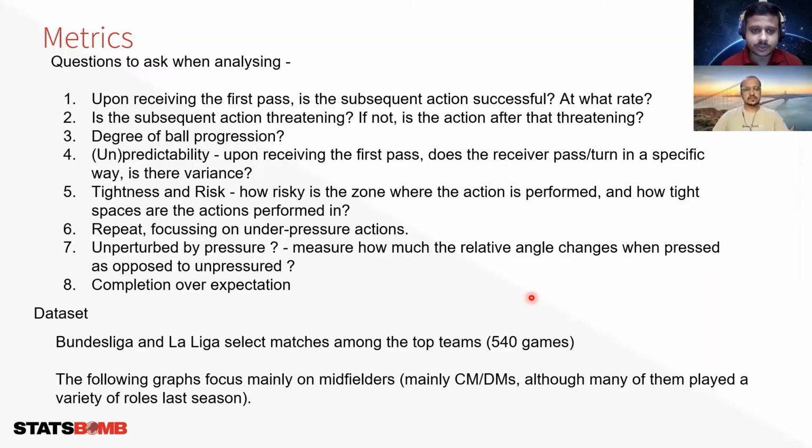Unpredictability or predictability, as you wish to interpret this thing. So upon receiving the first pass, does the receiver pass or turn in a very specific way, or is there a lot of variance? Tightness and risk. So how risky is the zone where the action is being performed, and what sort of tight spaces are the actions being performed in?